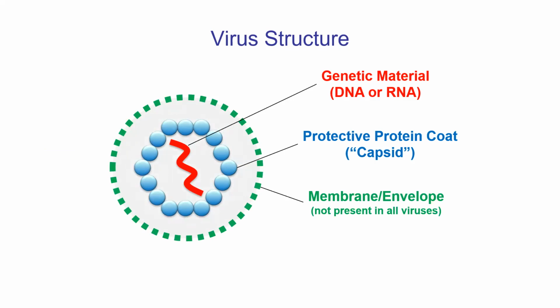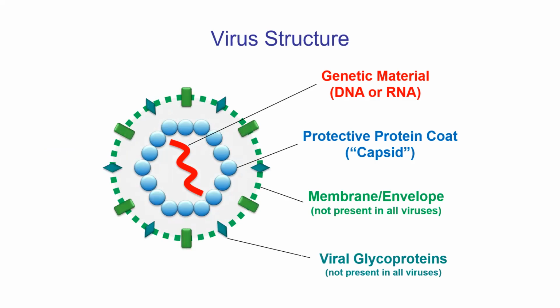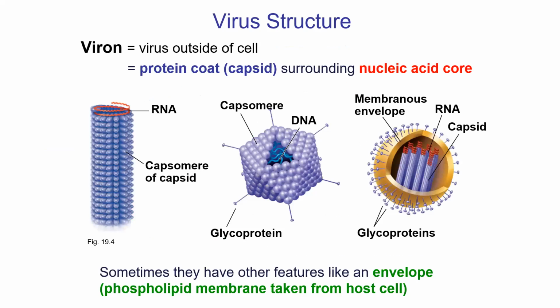Now, sometimes a virus might grab the membrane of its host cell on the way out, and this we actually call an envelope, and often these ones will have these viral glycoproteins, which we often call spike proteins. So that's what we're talking about a lot when we talk about the coronavirus, so these spike proteins. And that's your basic virus structure. I'll show you some pictures of a few, and then we'll wrap it up for today.